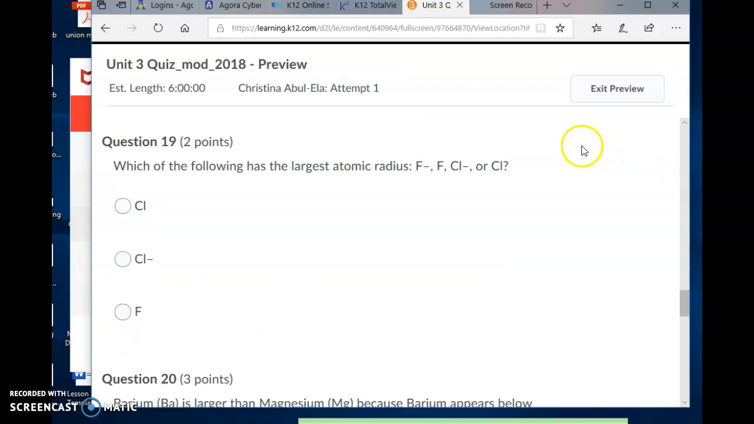Question 19. Which of the following has the largest atomic radius? Let me start over. Question 19. Which of the following has the largest atomic radius? This is a fluoride ion, F minus 1, a fluorine neutral atom, F, a chlorine ion, Cl minus 1, or a chlorine neutral atom, Cl.